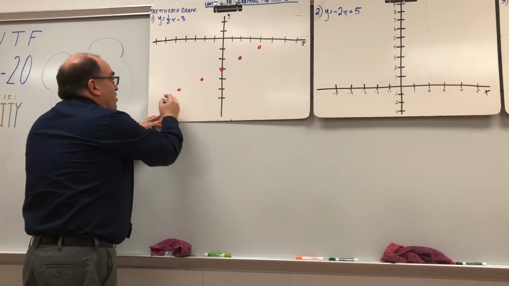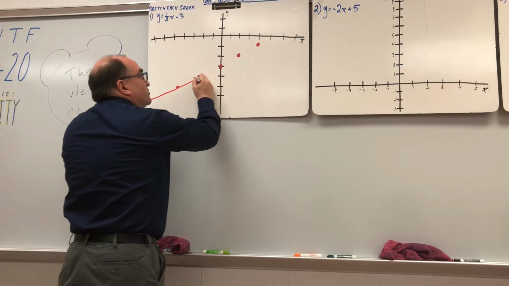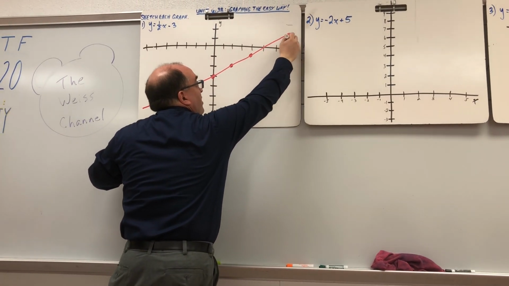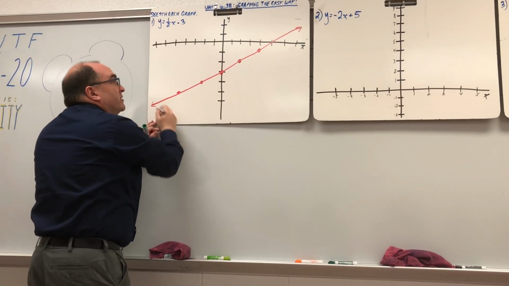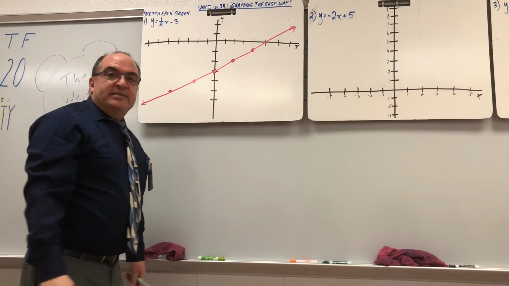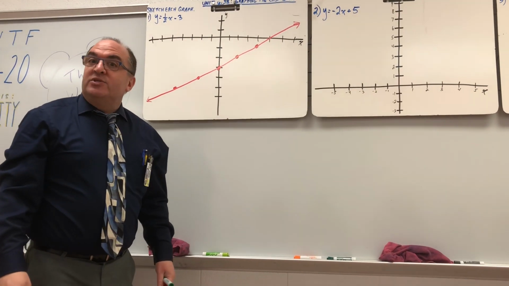And then I want you to draw your line all the way across through the points, all the way to the other end of the graph, and put arrows on each end. Arrows on each end. There you go. And that's how you graph the line. Let's do another one.